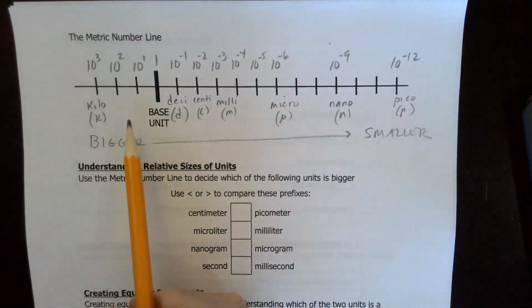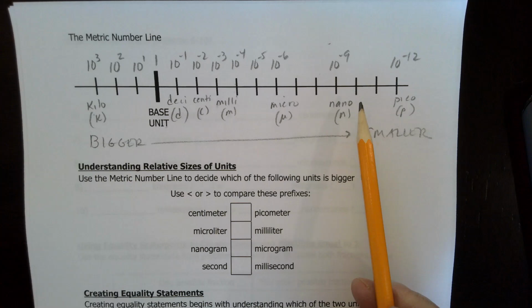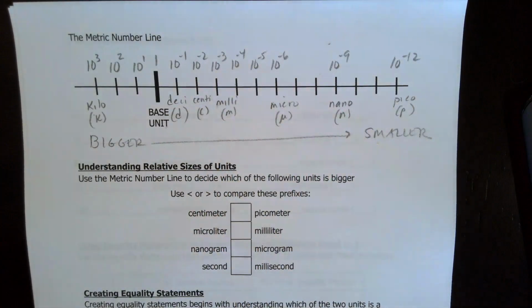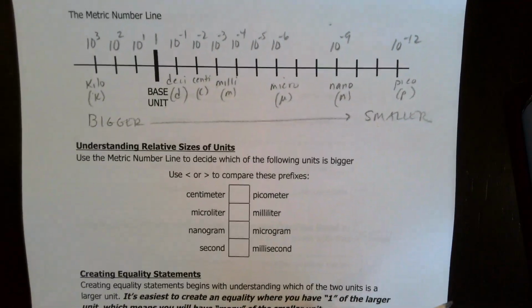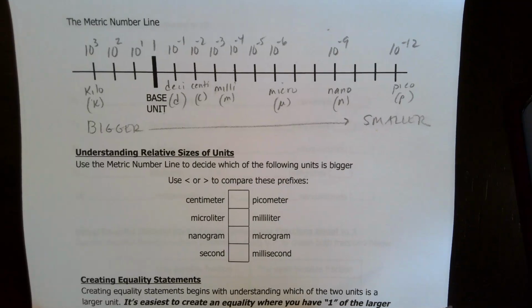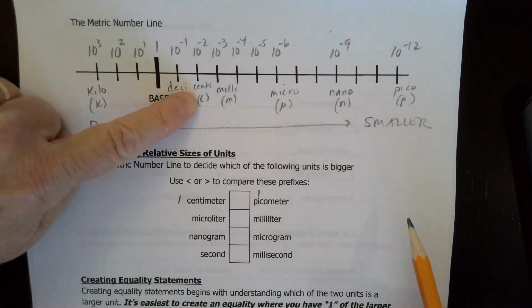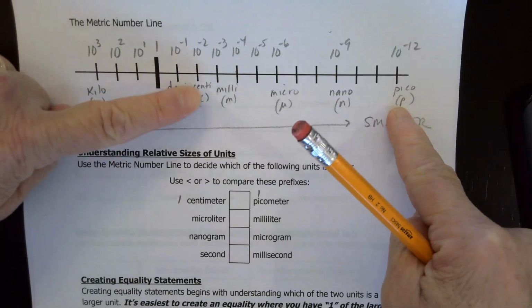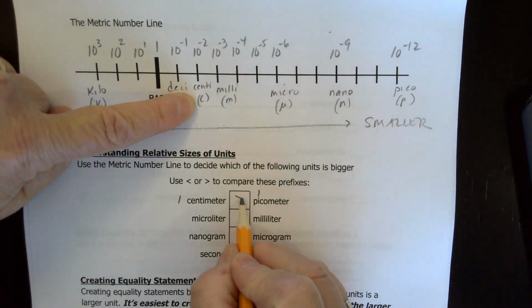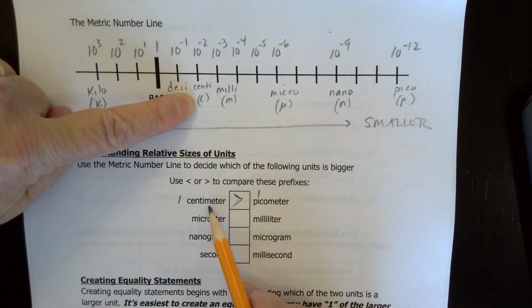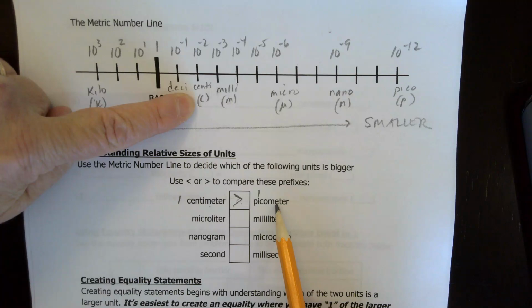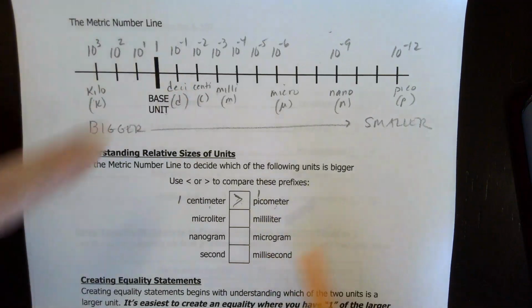Okay, so this is a metric number line just to give you an idea of how many decimal places you are away from the next unit. This will be helpful as we work through our conversions. Understanding relative sizes of units, using this metric number line to decide which of the following units is bigger. 1 centimeter versus 1 picometer. So find those, right? A centimeter would be here, a picometer would be here. Centimeter is definitely bigger. So we're going to put a sign here indicating that 1 centimeter is bigger than a picometer. So we're just trying to understand the size of one compared to the size of one of these others. Who's a bigger unit, right?